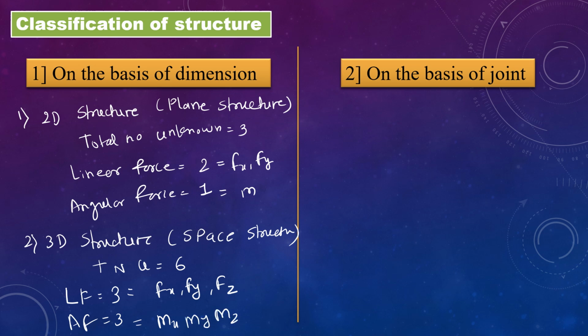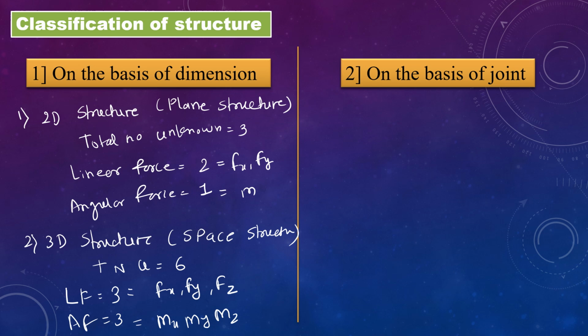So these are the linear and angular forces in case of 3D structure on the basis of dimension, 2D and 3D. 2D known as a plane structure, 3D known as a space structure. 2D consists of 3 unknowns, 3D consists of 6 unknowns. In 2D linear are 2, angular is 1, and in case of 3D linear are 3, angular are 3. Then second, on the basis of joint.